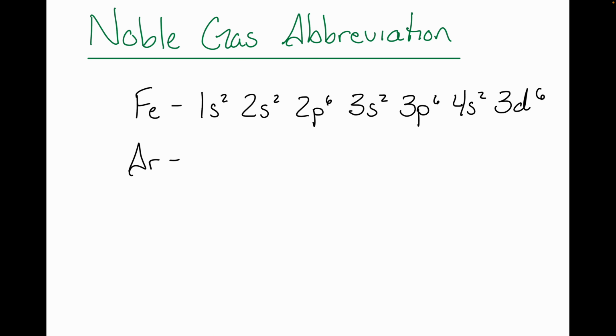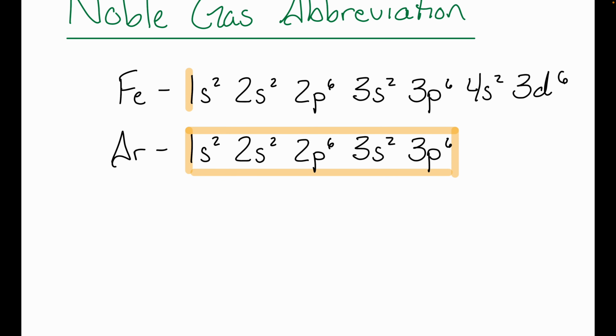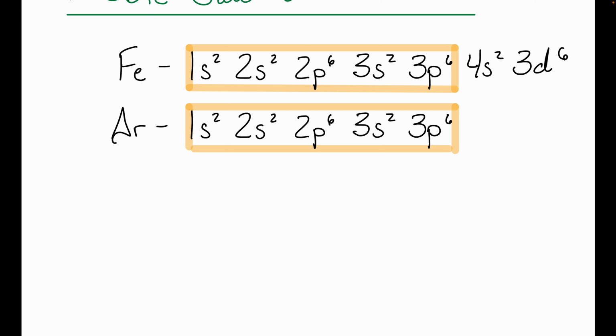All right, and then we had our noble gas argon. What we want to notice is that there is an exact match of argon's electron configuration found in iron's electron configuration. They've got the exact same orbitals up until this 3p6, and then iron has a few extra electrons.